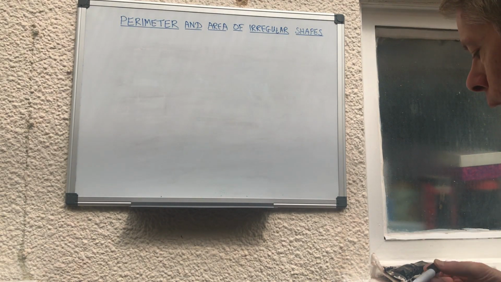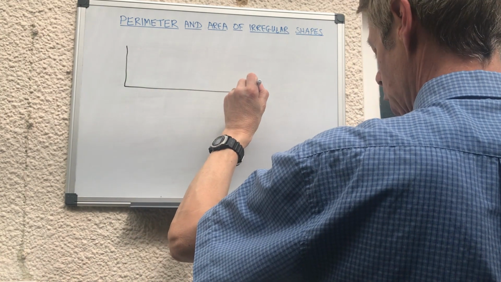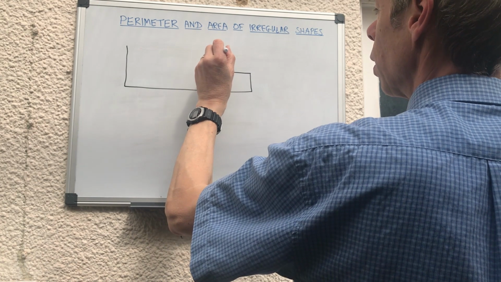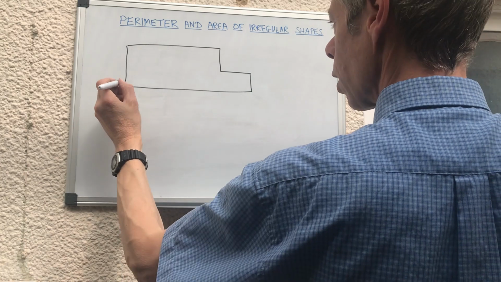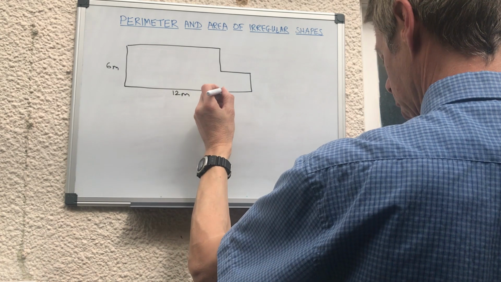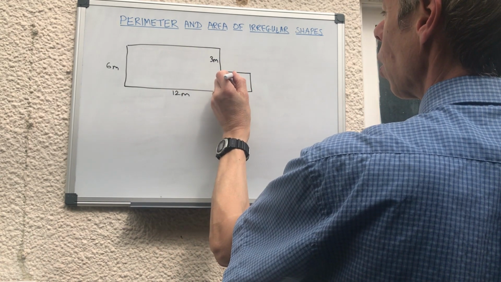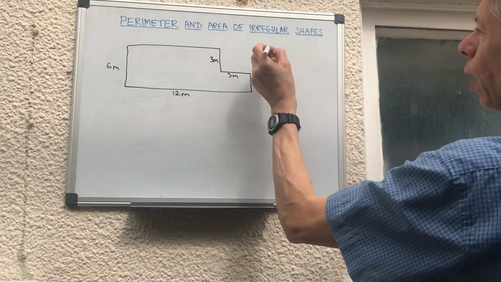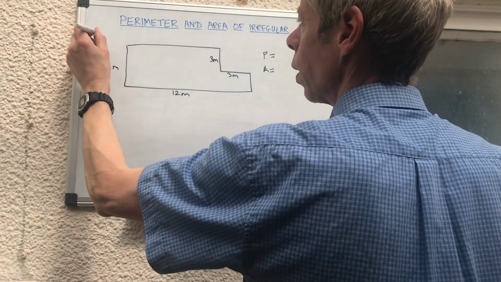Okay, so shape number 1. Fairly simple shape. Apologies for any dodgy lines, wiggly lines, and measurements that don't seem to be very realistic. Right, that is all the information you would need to work out the perimeter and area of shape 1.